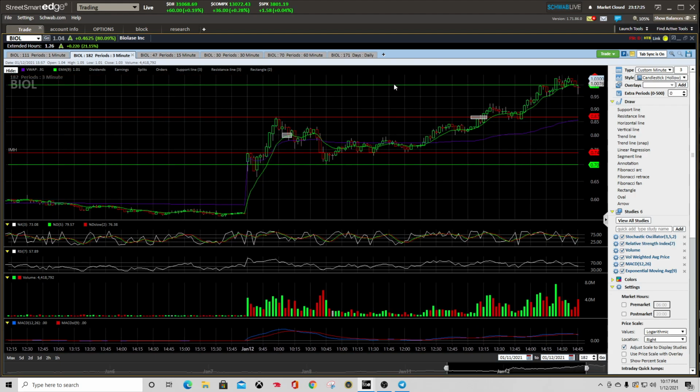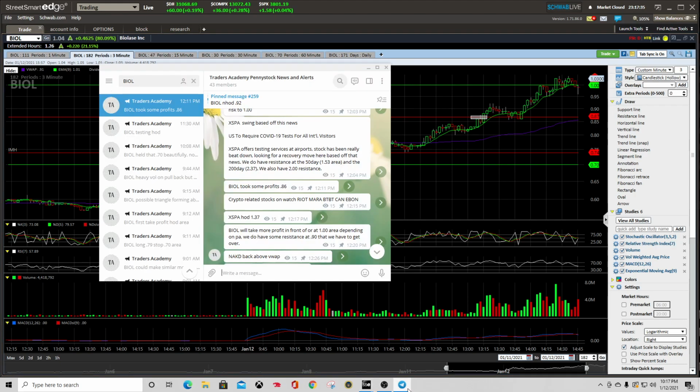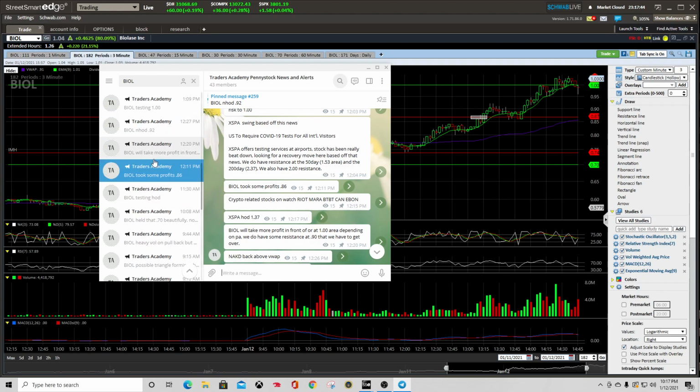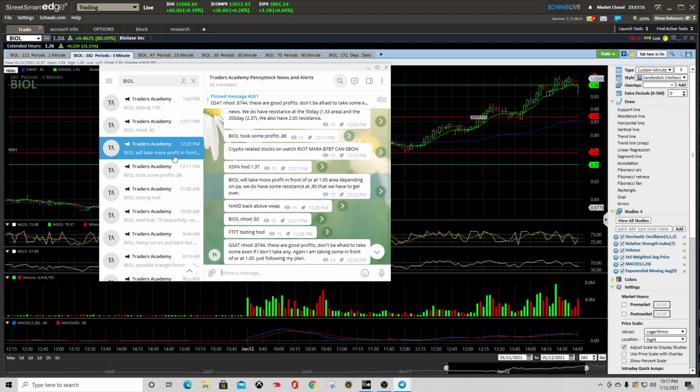I got a line here at $1 because that was also prior resistance, which will act as resistance. It's also a psychological number. I got that in green because I want that to act as support tomorrow in case of any pullback. See, BIOL took some profits, 0.86. BIOL will take more profit in front of or at the $1 area, depending on price action.